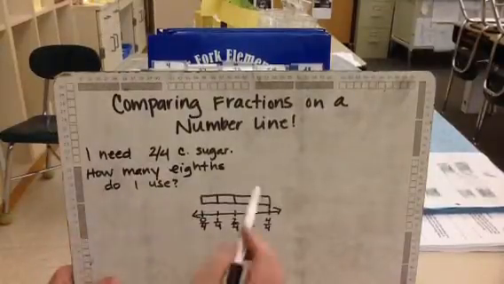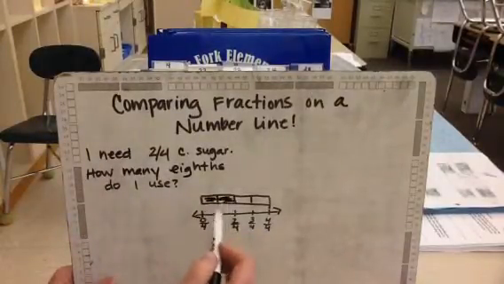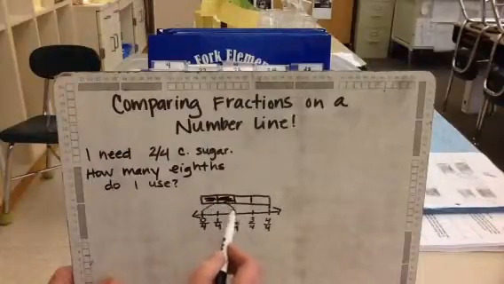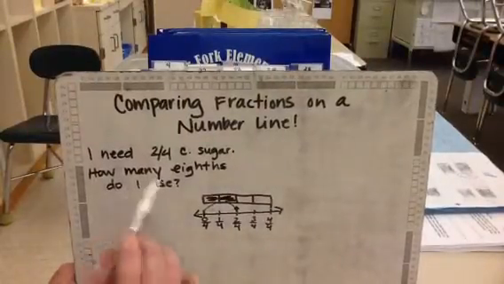So I need 2/4 of a cup of sugar. So I need this much sugar. I could put a star there. And I'm comparing it to eighths.